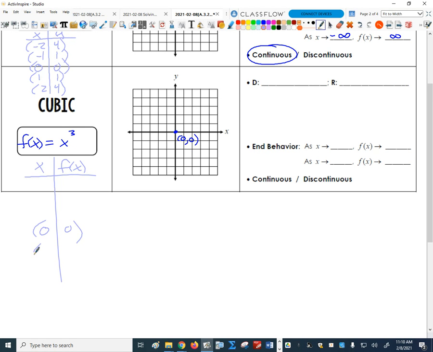If I plug in a 1, what's 1 cubed? In chat real quick, 1 times 1 times 1 is, or just show me fingers. What is that? Oh, yeah, it's just 1, isn't it? 1 times 1 times 1 is 1. So 1 cubed is 1. So again, it goes through the point 1, 1. Okay, what about this, though? What if I input a 2? What's 2 cubed? 2 times 2 times 2. Type it in chat.